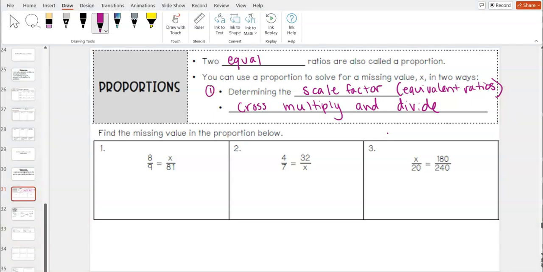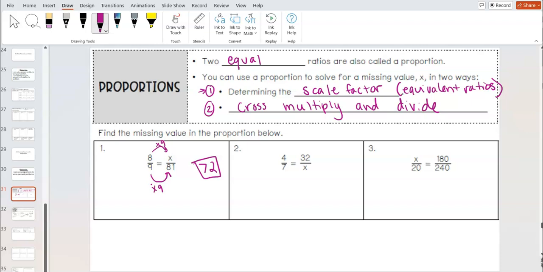In this problem, you might notice that these are not necessarily percent problems, they're just proportion problems. In this first number one, I'm going to use method 1 instead of method 2 because I can find a scale factor. I know that 9 times 9 is 81. Therefore, I can times 8 by 9 to get my answer of 72.